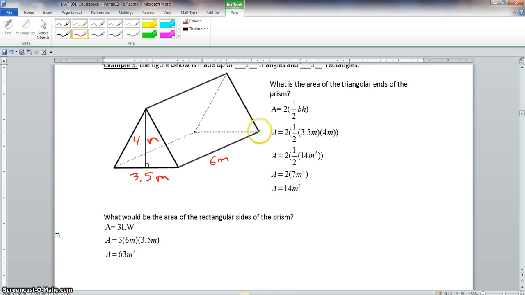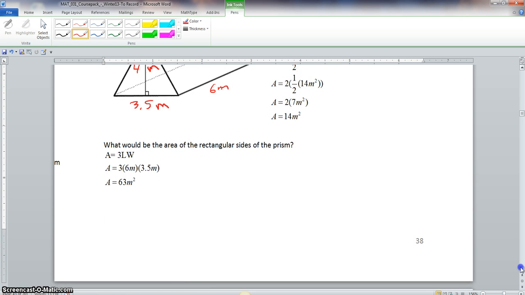Or you could look at it like this here. You have this flat triangle here. And then this is one side of the triangle, and this is the other side of the triangle. So this is how we have our length times our width. Now, if we multiply this out, 3 times 6 times 3.5 will give us 63 square meters.